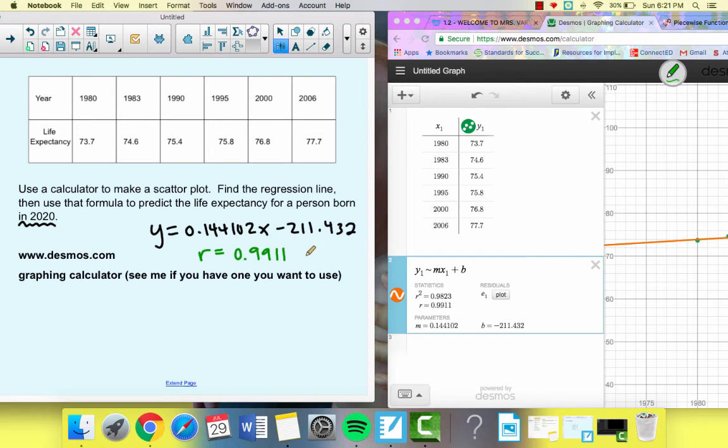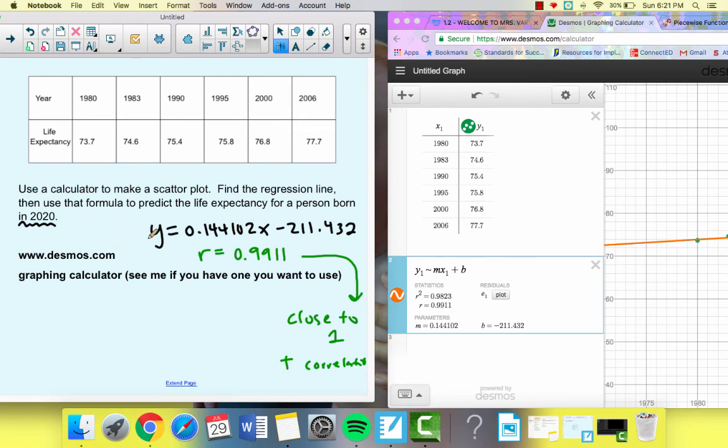0.9911. So remember that this correlation coefficient is close to 1. So what that means is that it is a positive correlation. I ran out of room. Okay, so positive correlation because it's really close to +1, which is a good thing. So that means our line is going upward.